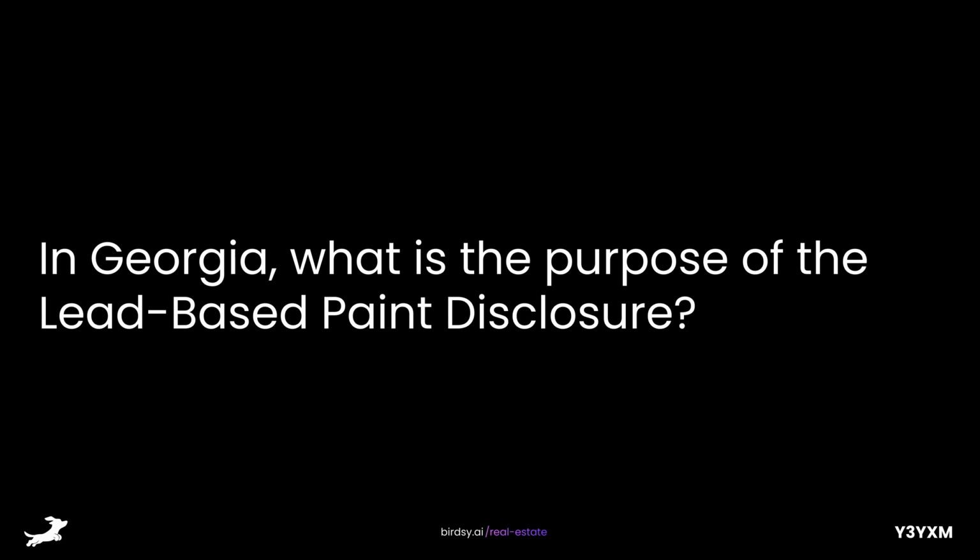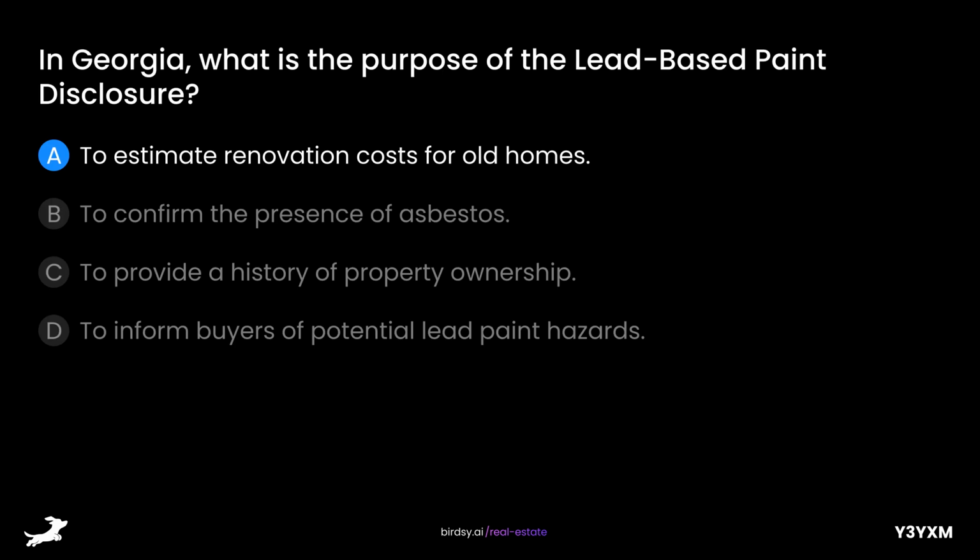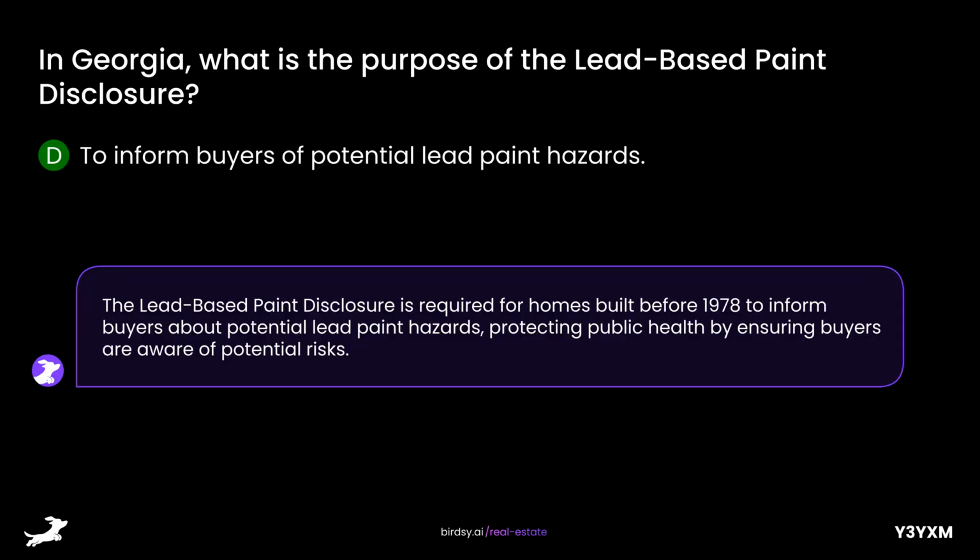In Georgia, what is the purpose of the lead-based paint disclosure? Is it A, to estimate renovation costs for old homes, B, to confirm the presence of asbestos, C, to provide a history of property ownership, or D, to inform buyers of potential lead paint hazards? The answer is D, to inform buyers of potential lead paint hazards. The lead-based paint disclosure is required for homes built before 1978 to inform buyers about potential lead paint hazards, protecting public health by ensuring buyers are aware of potential risks.